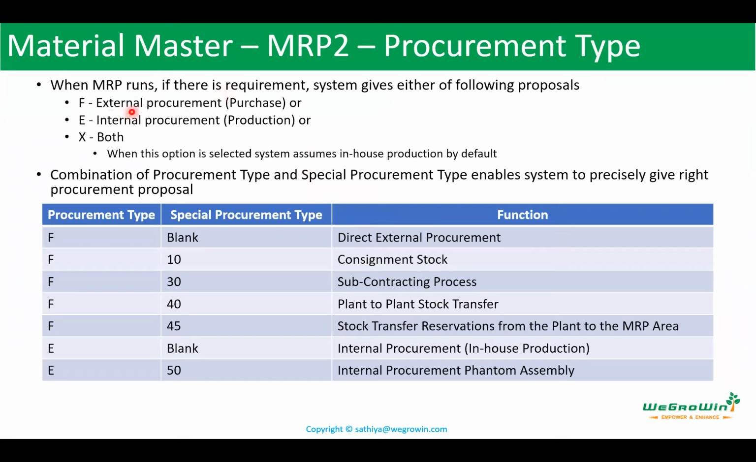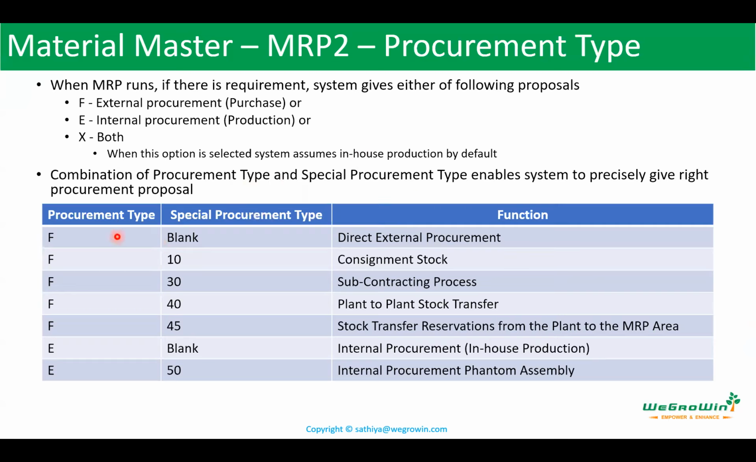In the procurement type, F means external procurement. E means internal procurement, that is production. X means both. When this option is selected, the system assumes in-house production by default, but it gives the possibility to change it. The combination of procurement type and special procurement type enables the system to precisely give the right procurement proposal.